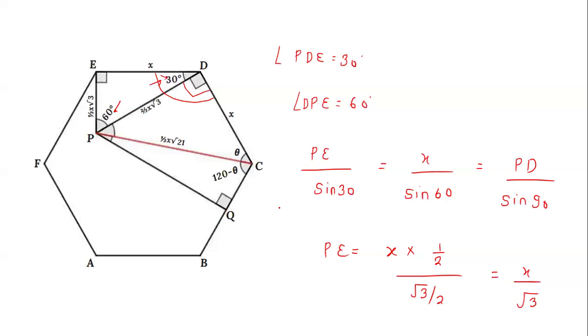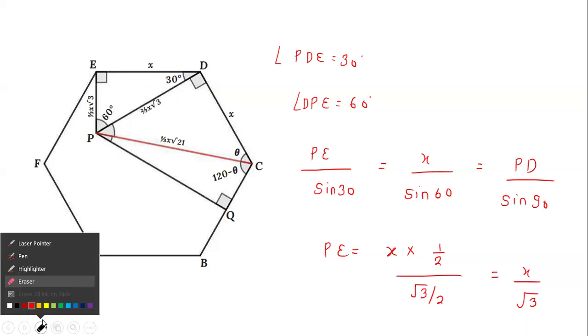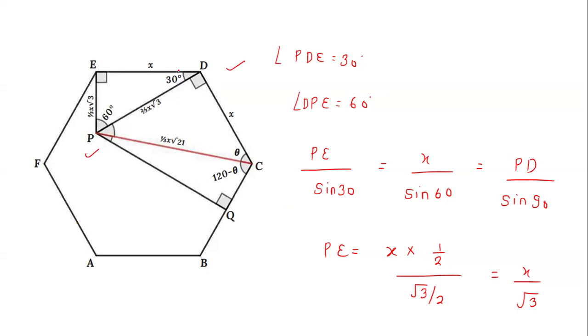Now you can apply the sine rule in the triangle PDE. In the triangle PDE, you can apply the sine rule, and it is like this: PE divided by sine 30, the opposite angle, is equal to x divided by sine 60, the opposite angle, is equal to PD divided by sine 90. So PD is this and the opposite angle is 90 degrees. So PD divided by sine 90. Sine 30 value is half and sine 60 value is root 3 by 2.